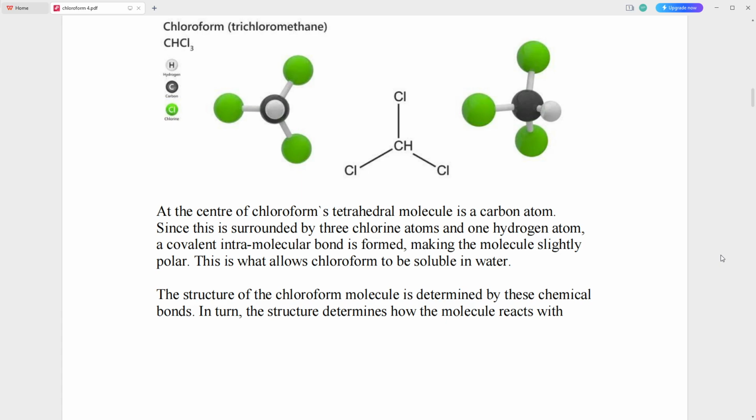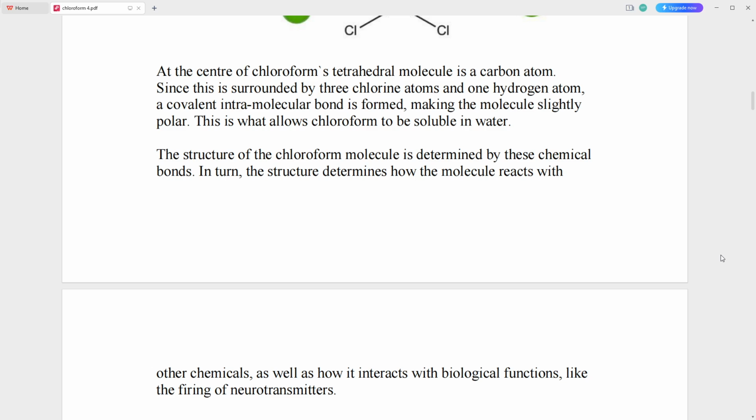The structure of the chloroform molecule is determined by these chemical bonds. In turn, the structure determines how the molecule reacts with other chemicals as well as how it interacts with biological functions like the firing of neurotransmitters.